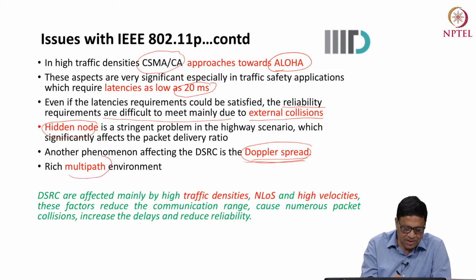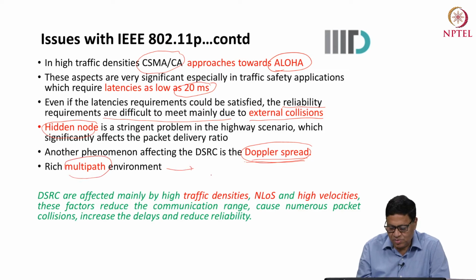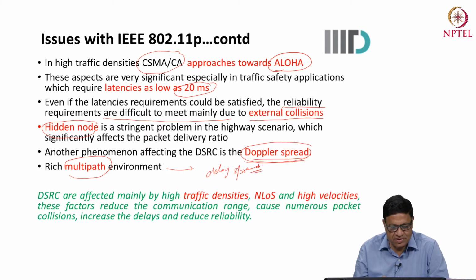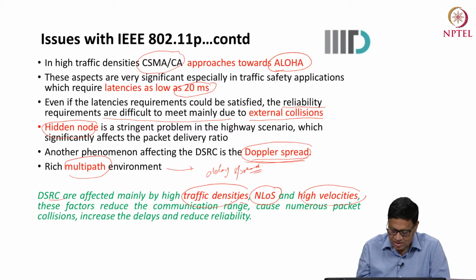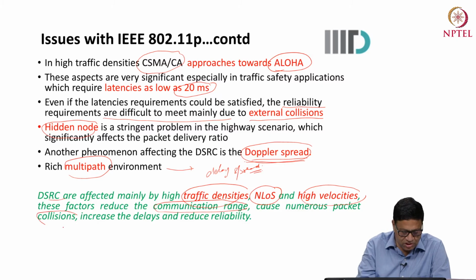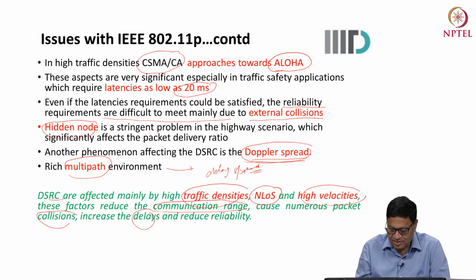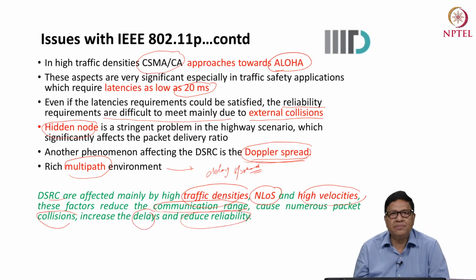And then a rich multipath environment, which will result in delay spread. So these are the issues with the current DSRC technology, IEEE 802.11p. So DSRC is affected by traffic densities, non-line of sight, and high velocities. These factors will reduce the total communication range, cause numerous collisions, increase the delays and reduce the overall reliability.